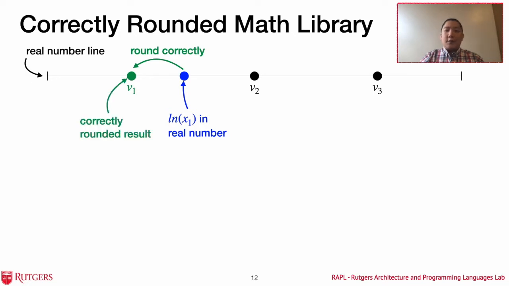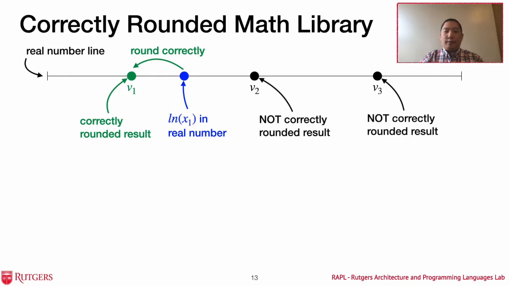So natural log of x1 rounds to the value v1. If our natural log of x math library function produces v1 for the input x1, then we say that it produces the correctly rounded result for the input x1. If our natural log of x function produces any other values, like v2 or v3, then we say that it does not produce the correctly rounded result. If natural log of x function produces the correctly rounded results for all possible inputs, then we say that the natural log of x function is a correctly rounded function. If all approximation functions in a math library are correctly rounded math functions, then we say that the math library is a correctly rounded math library, or correct math library for short.